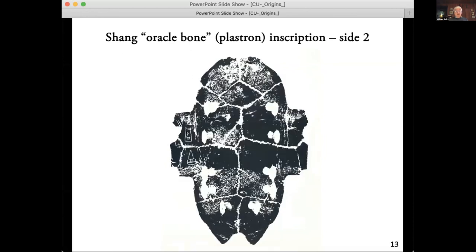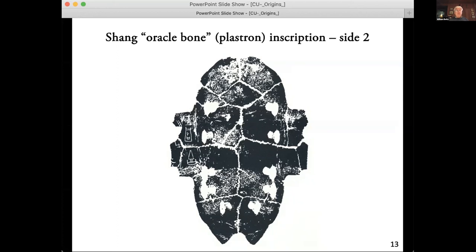This is the backside of the same plastron. You can see there's a little bit of writing on the left-hand side over here, but the salient feature of the backside are these symmetrically marked white spots, which are actually pits that have been gouged out of the surface of the shell in order to make it thin, so that when heat was applied at those spots, it would be thin enough to crack. That was the central part of the divinatory process for which these things were used. The earliest of these inscriptions date from about 1200 BC. That's fully two millennia later than the earliest writing in Egypt and Mesopotamia.